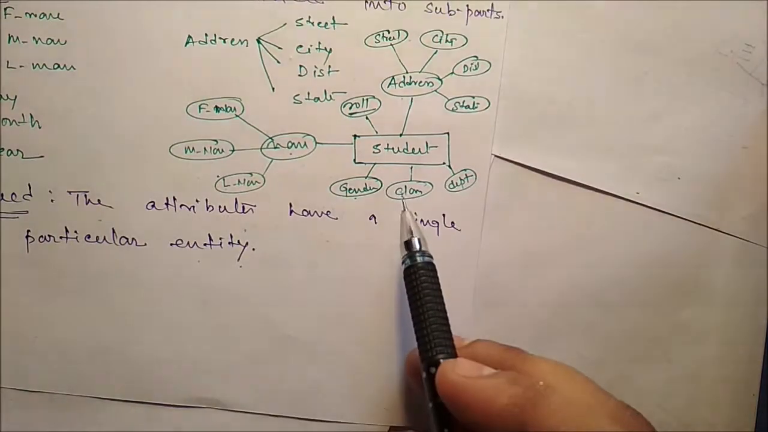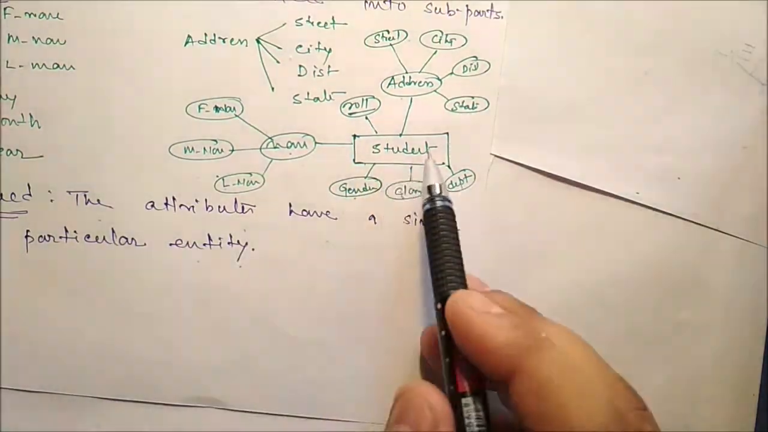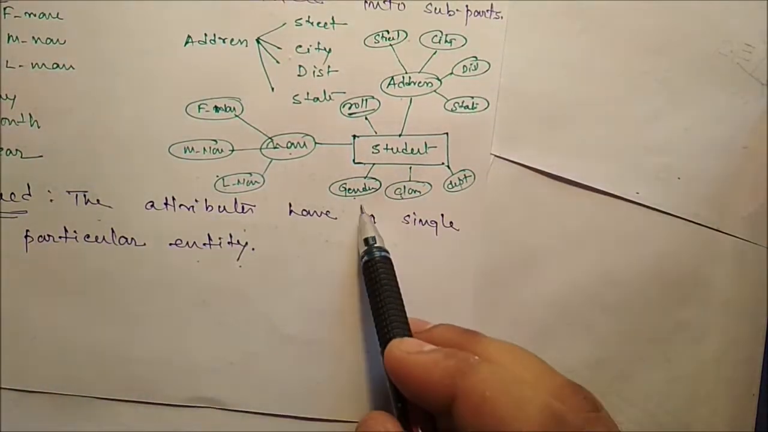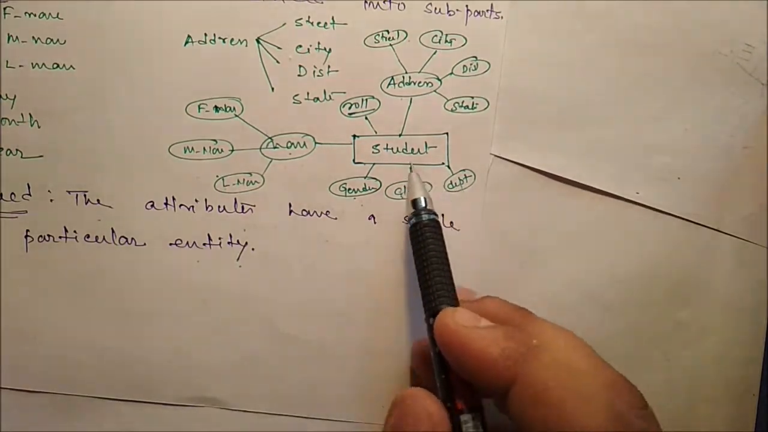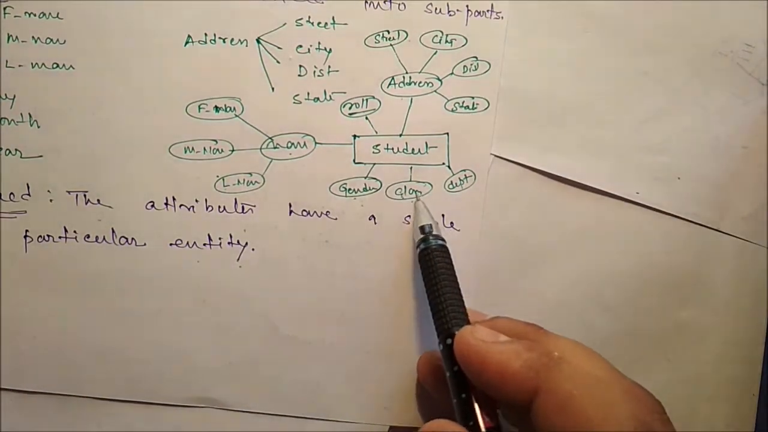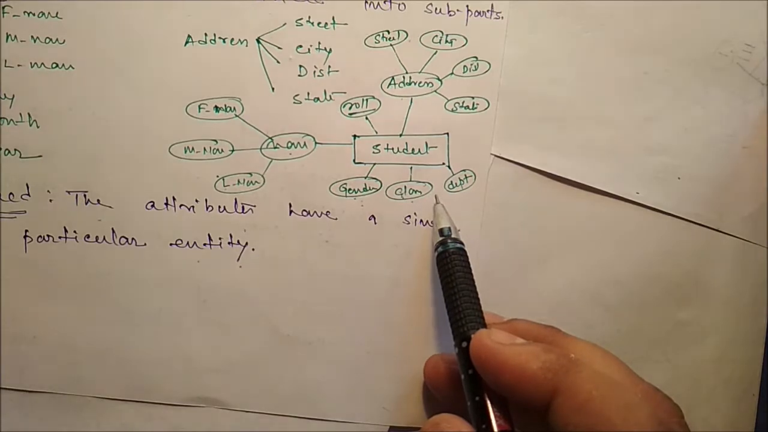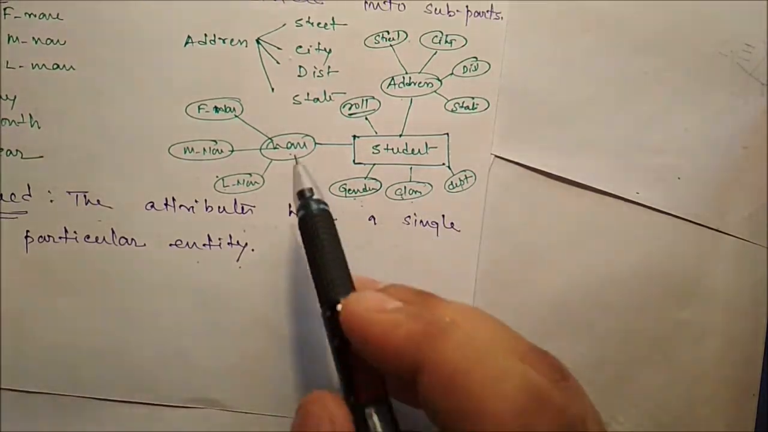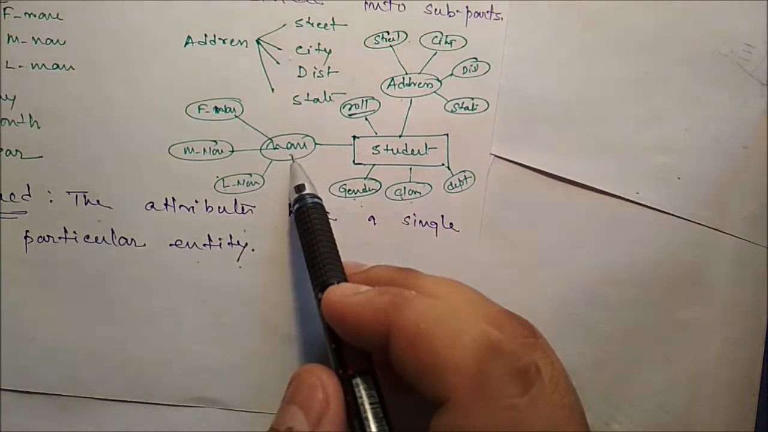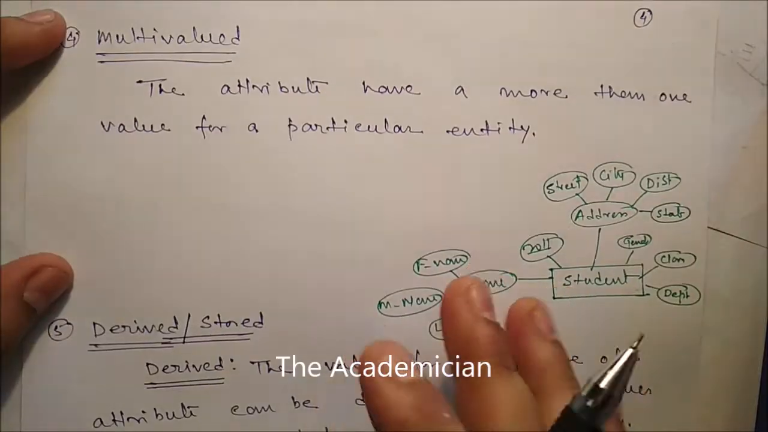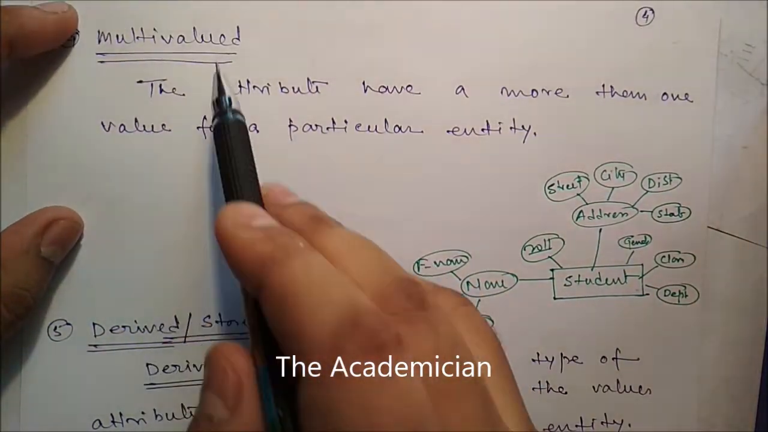So roll number, are you getting this? Roll number, department. So roll number, gender, class, department, all are what? All are simple as well as single. Okay. Now name is single valued, but it is also composite. So we'll talk about multi-valued attributes.